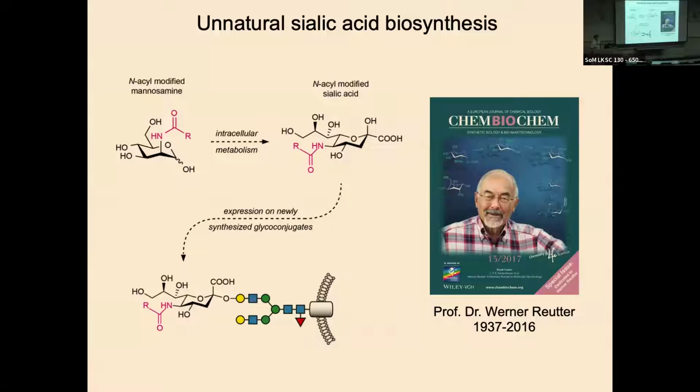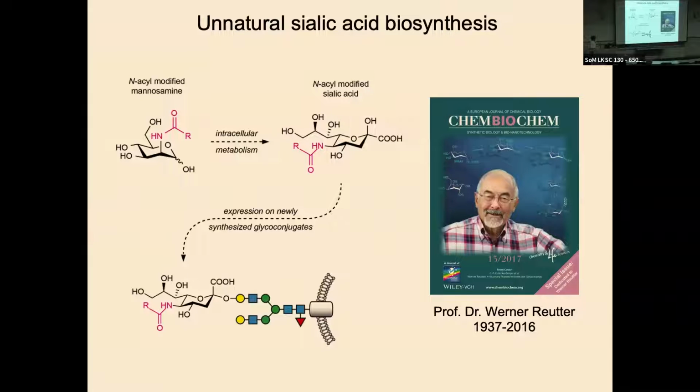Normally within our cells, we have enzymes that convert this precursor sugar called N-acetylmannosamine into sialic acid, which is then utilized by other enzymes so that it can be attached to glycans that are being built in the secretory pathway. And the sialic acid ends up on glycans on the cell surface, either in glycoproteins or glycolipids.